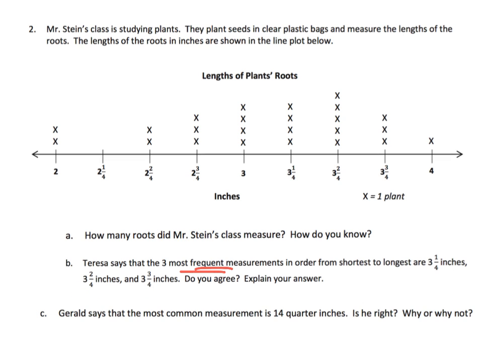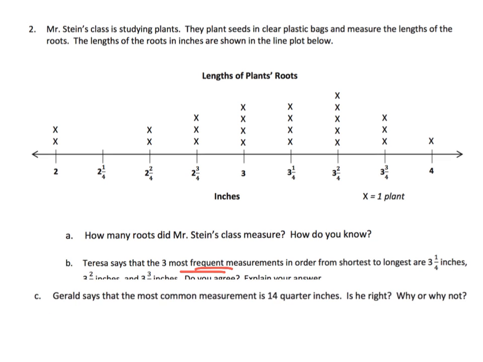So the idea is we're going to look for 3 1/4. Where's 3 1/4? There's 3 1/4. And then 3 2/4 is right here. And then 3 3/4 is right here. Those are the most frequent measurements in order from shortest to the longest. Do we agree? And the answer is no, we don't agree. These 2 are the big ones, but this one should not be included. Actually, 3 inches should be included. These are the 3 most frequent measurements because they've got the most votes. You could think of it like votes.